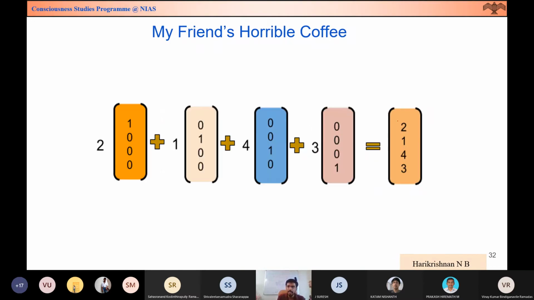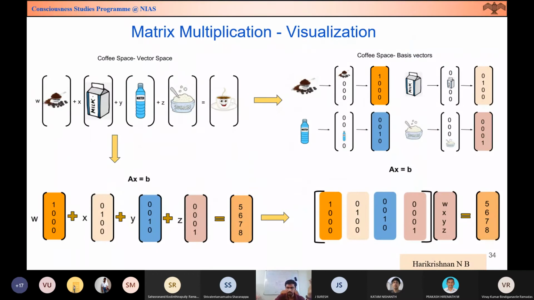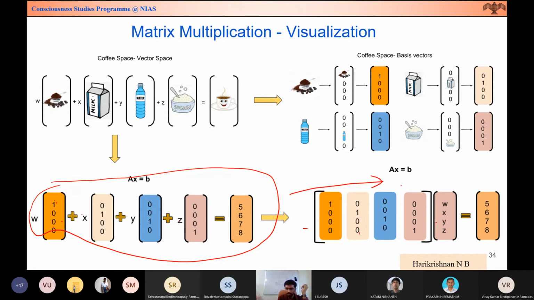And this 2, 1, 4, 3 can be seen as a linear combination of the Euclidean vectors: 2 times 1, 0, 0, 0, plus 1 times 0, 1, 0, 0, plus 4 times 0, 0, 1, 0, plus 3 times 0, 0, 0, 1, to give me 2, 1, 4, 3. And this entire thing that we have written is nothing but w times the first column, x times the second vector, y times the third vector, which is nothing but Ax equal to b. In 2 dimensions, we have actually written this. We have seen that Ax equal to b is nothing but a weighted linear combination of the columns of A. So with this coffee space, we are actually showing that.